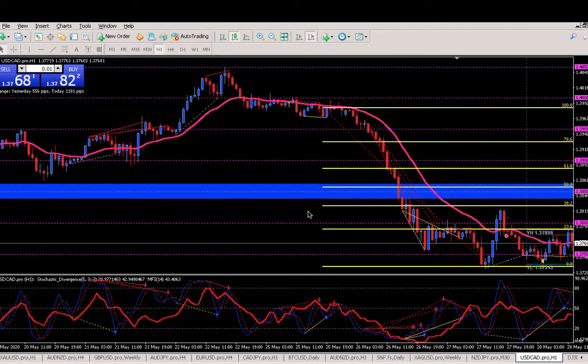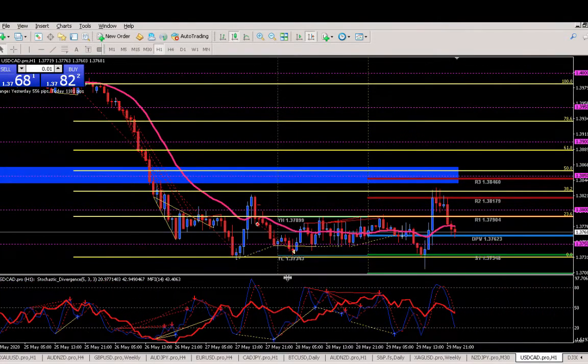I just wanted to go over a trade that I took back on the 27th. So that would be on the Wednesday, and I took it sometime around 8 o'clock Pacific time. So it was on the US dollar CAD pair.